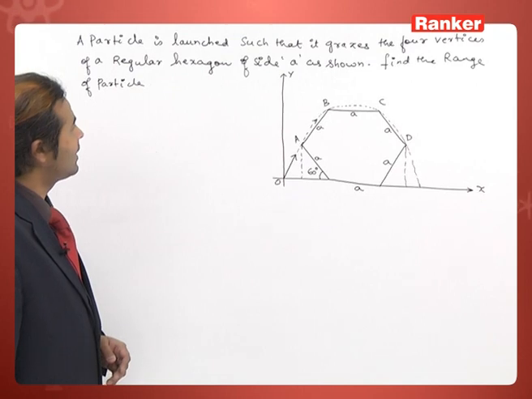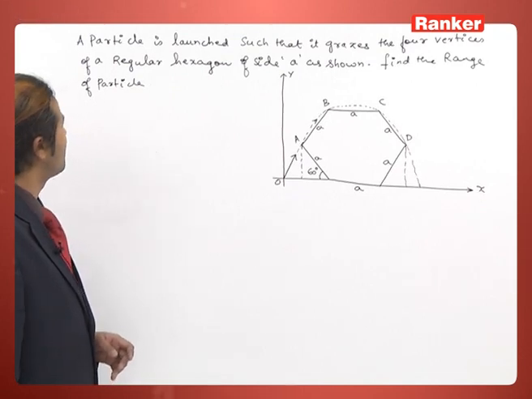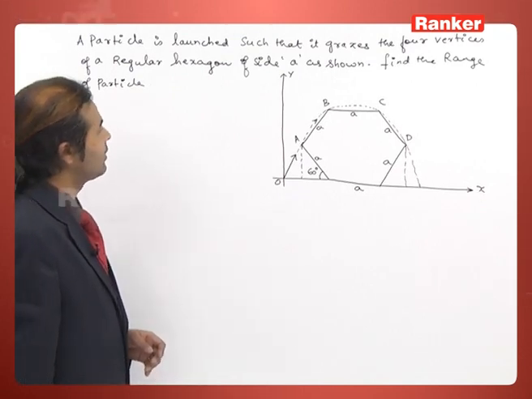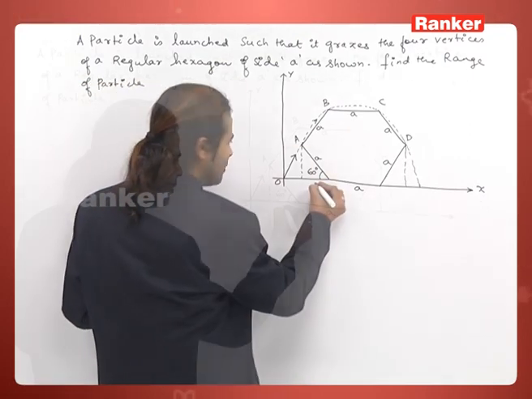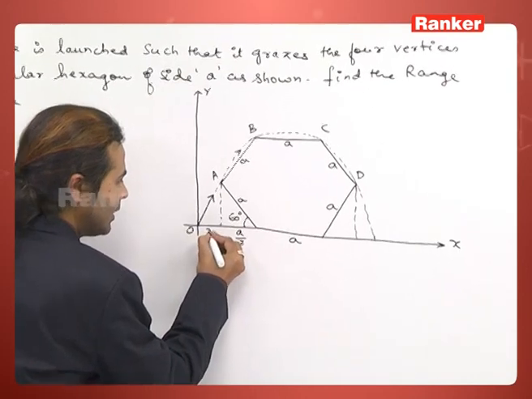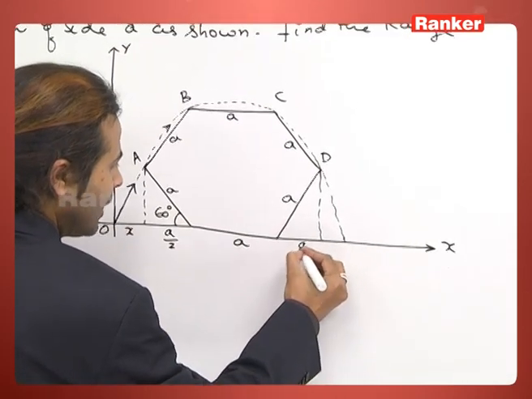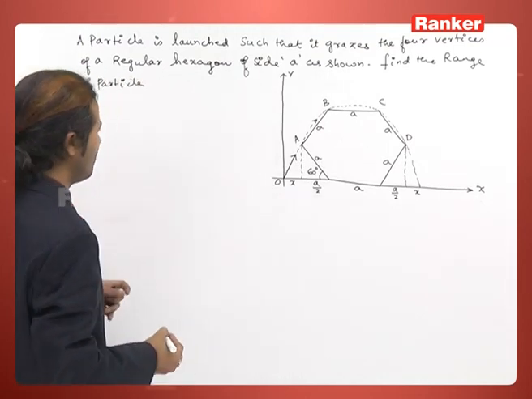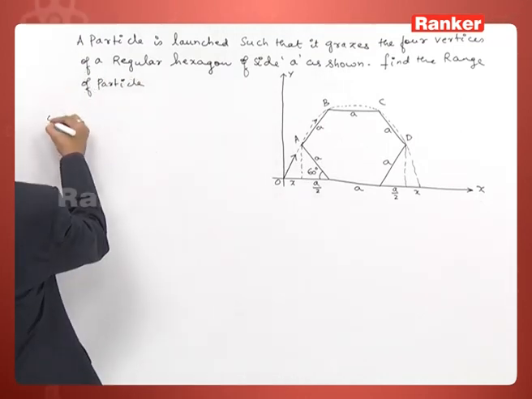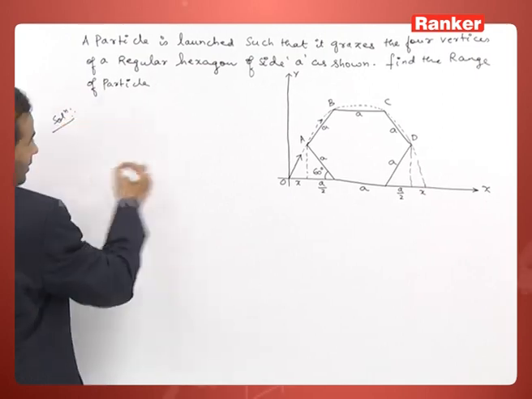A particle is launched such that it grazes the 4 vertices of a regular hexagon of side a as shown. Find the range of the particle. Now this is a, so this will be a cos 60. Let us say this is x. Again this is a by 2. This will be x.